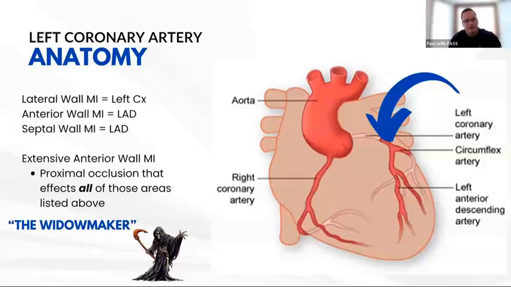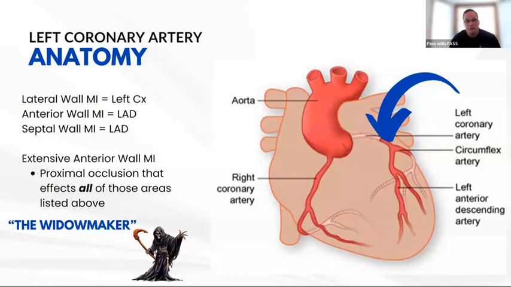What if I have ST segment elevation in my septal, anterior, and lateral leads? So V1 through V6, my precordial leads. That is called an extensive anterior wall MI, or the Widowmaker. It's called the Widowmaker because 80% of patients will die from having the Widowmaker.